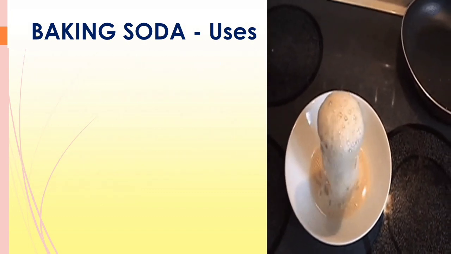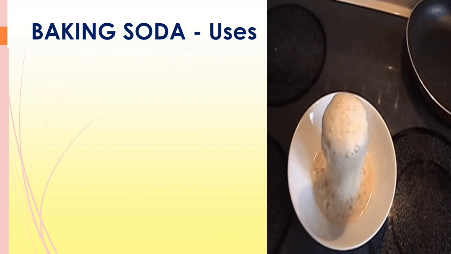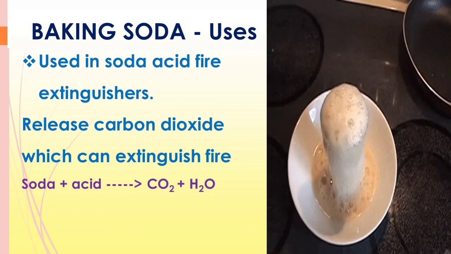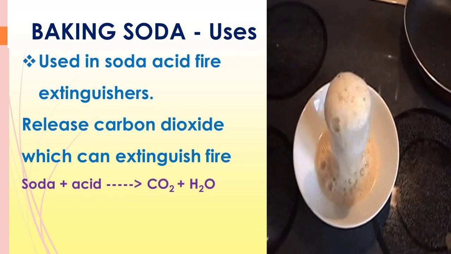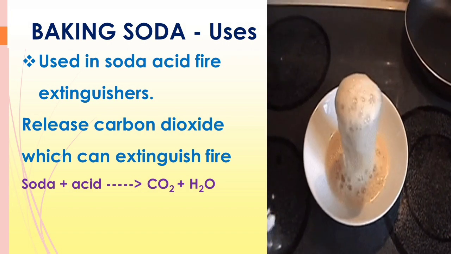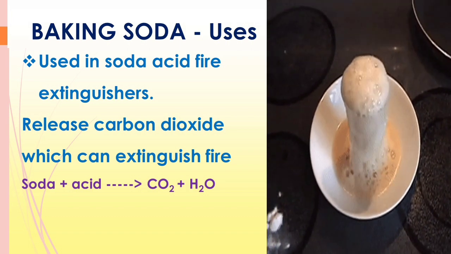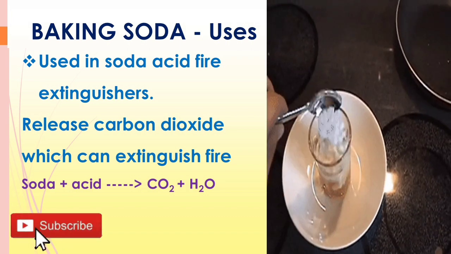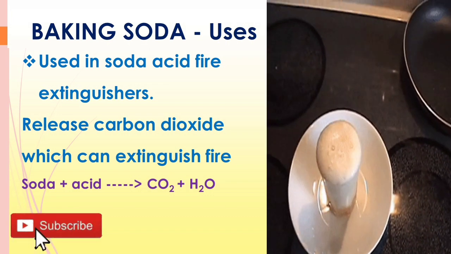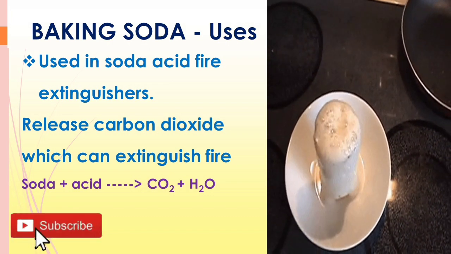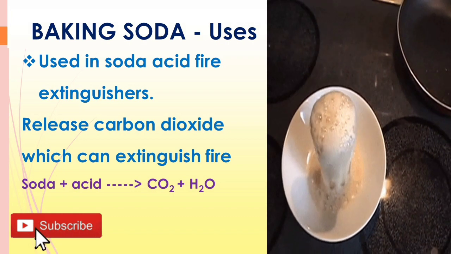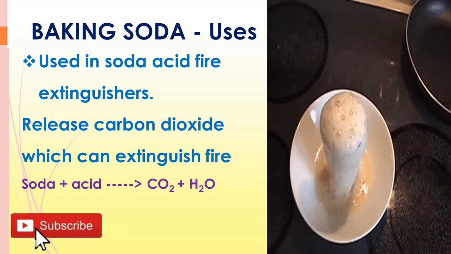Soda acid type fire extinguishers contain sodium bicarbonate and sulfuric acid in separate glass ampules. When the knob of the fire extinguisher is struck against a hard surface, the ampule is broken and sulfuric acid mixes with sodium bicarbonate producing carbon dioxide. We know that carbon dioxide is a very good extinguisher of fire.